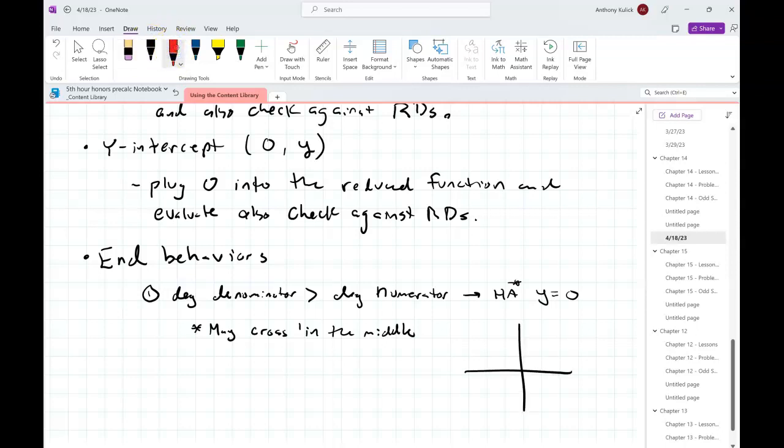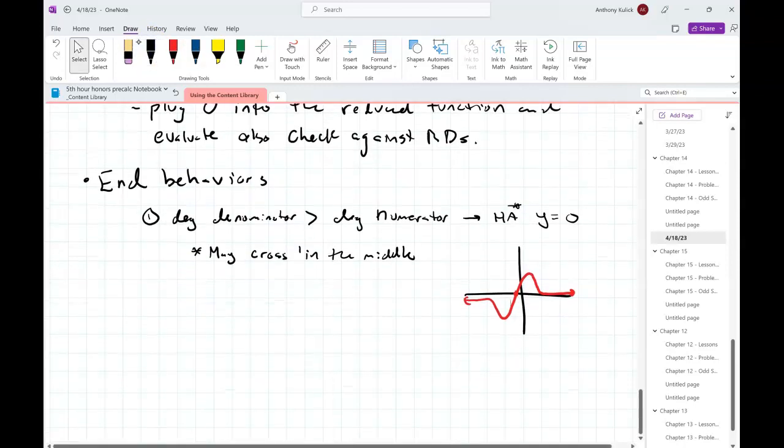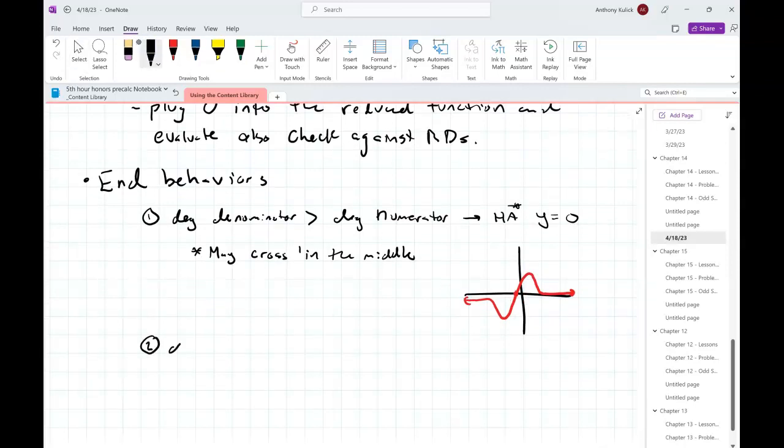So what I'm saying is that you might have something where we cross in the middle, but we follow the asymptote at the ends. We're still going to refer to that as an asymptote. Everybody okay there? The next situation is when the degrees are equal.